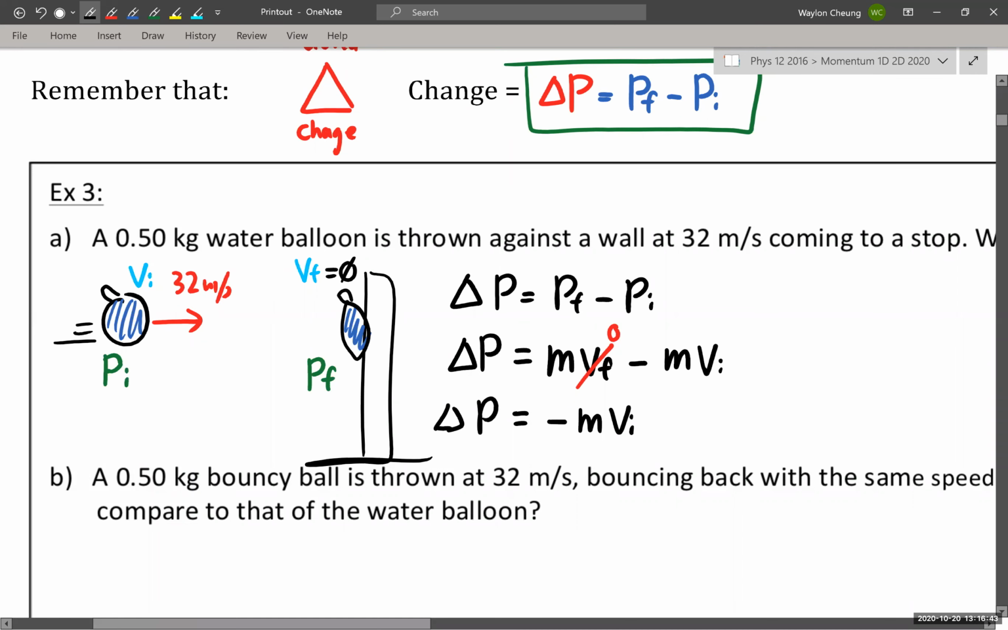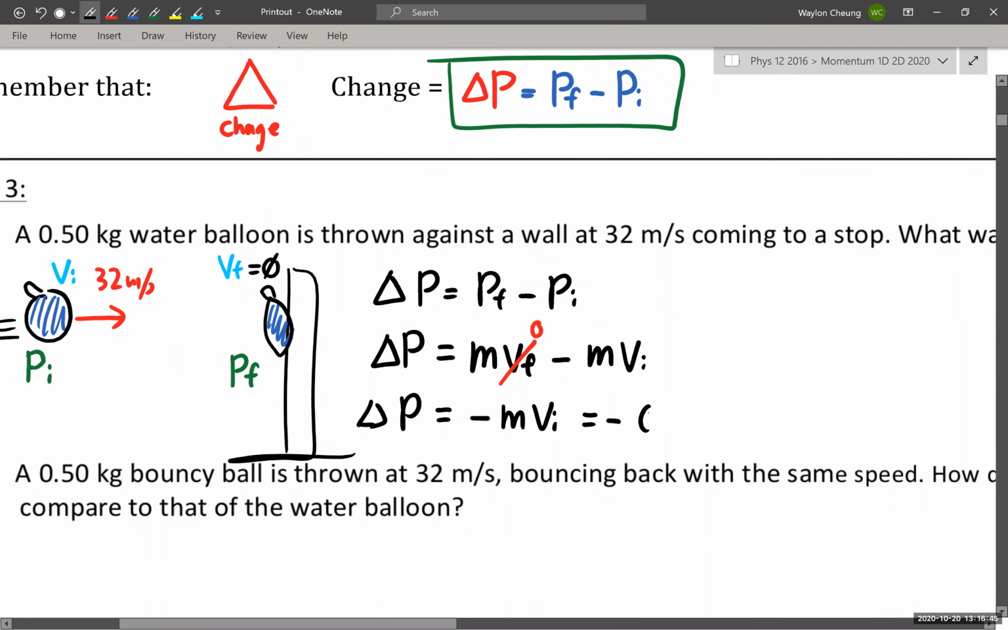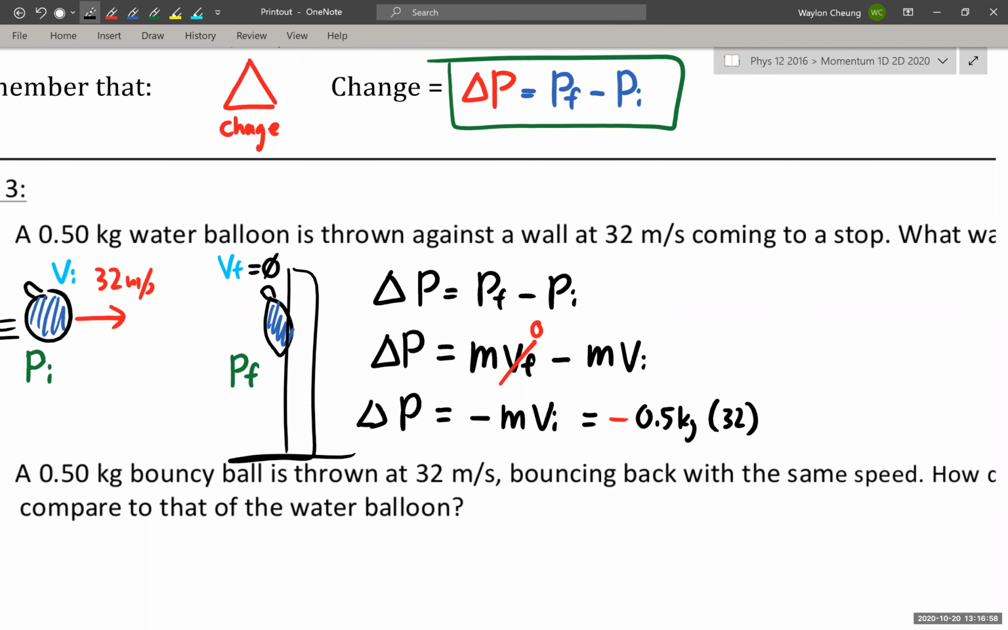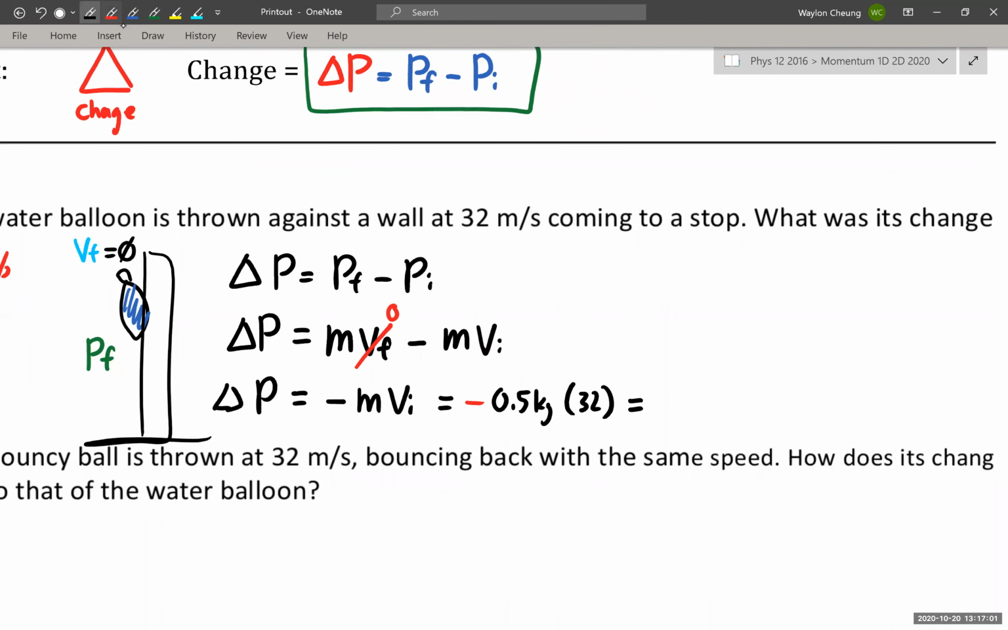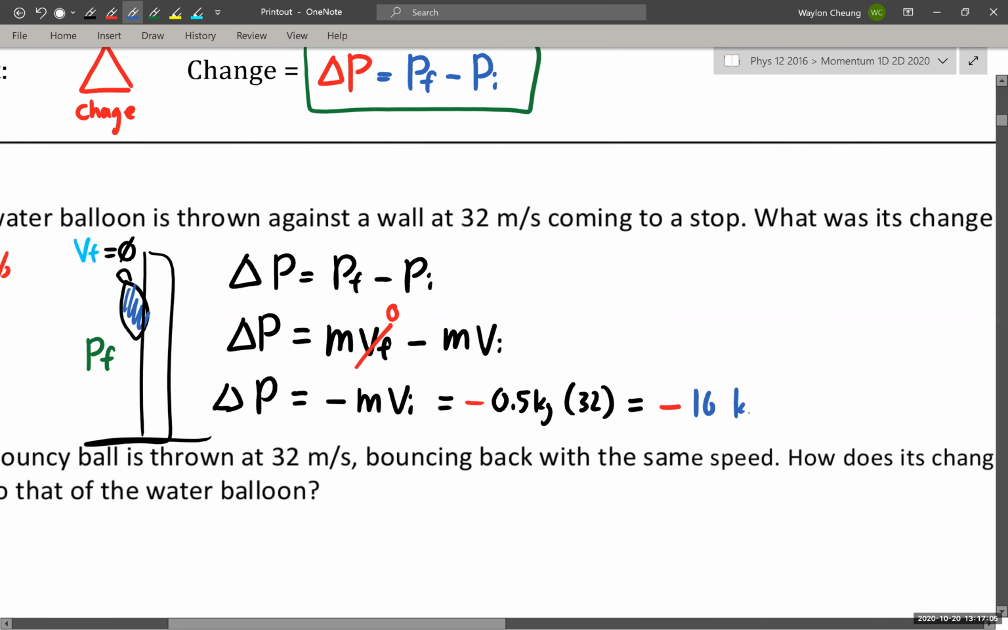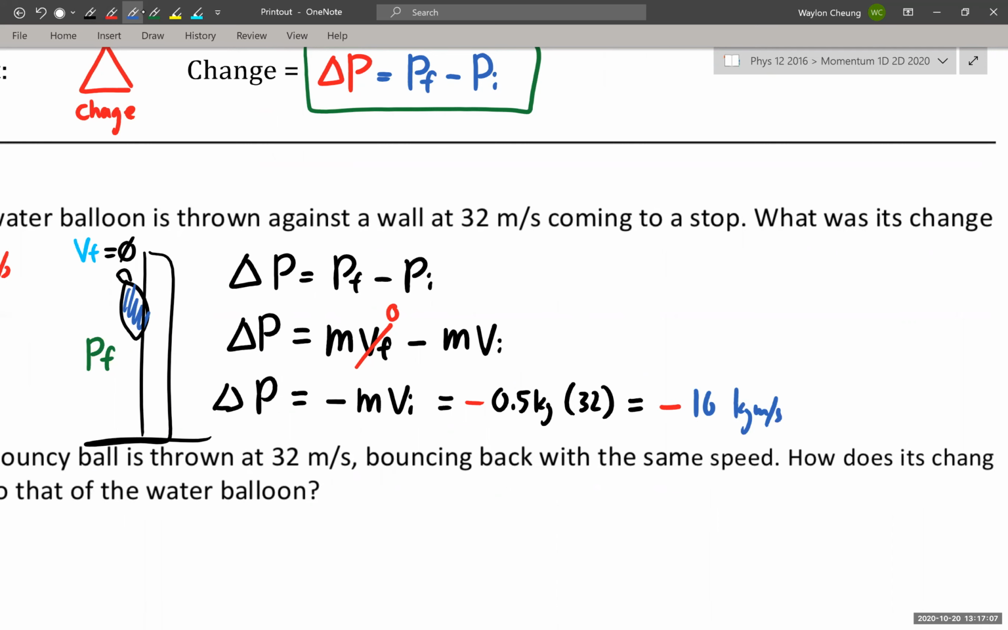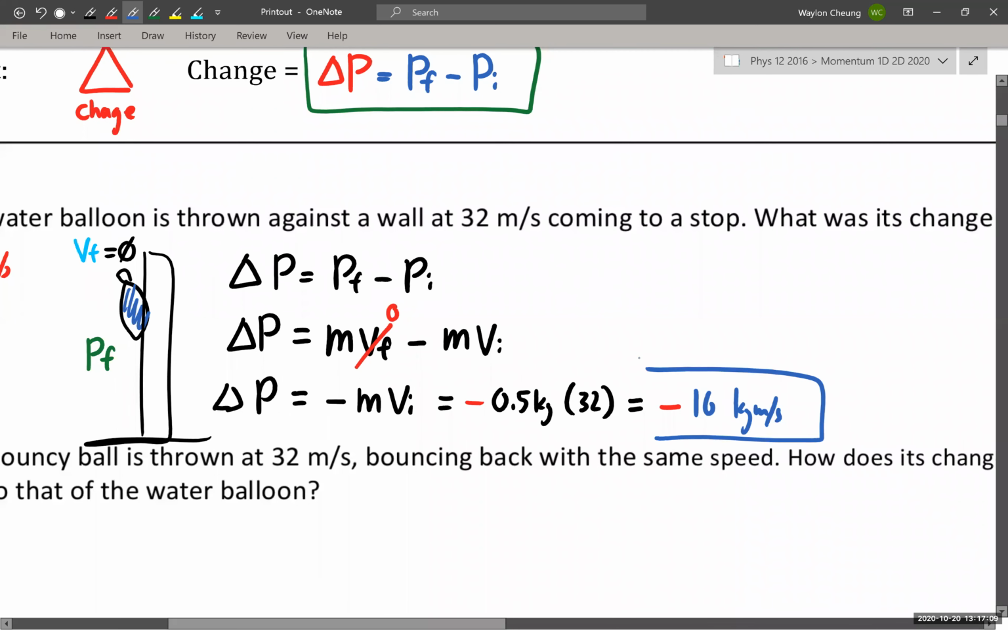Oh, that's easy. So it's going to be negative 0.5 kilogram multiplied by the speed, which is 32. Now, that is very easy to figure out. So that's negative, for example, 16 kilogram meters per second. So that's your change in momentum when you hit the wall. Okay, so change in momentum.